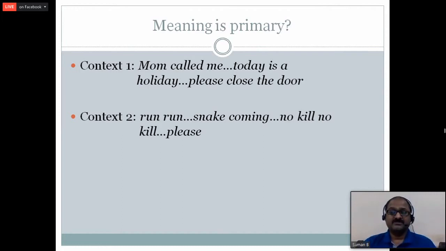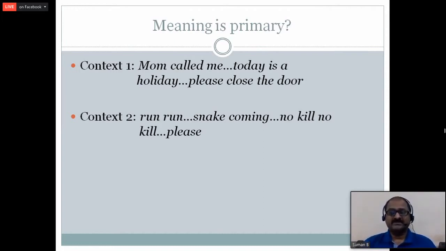So this way we can say, in a real life context, if you compare both these contexts, the second context has no complete sentences, no formulation of grammar, etc. "Snake coming, no kill, no kill, please." So if you see this person, though he doesn't have enough language and is not aware of proper grammar, he has enough language to communicate. By comparing these two contexts, we can understand what is more important from a communicative point of view, is it grammar or is it the meaning? Then definitely we should say meaning is more important than grammar.